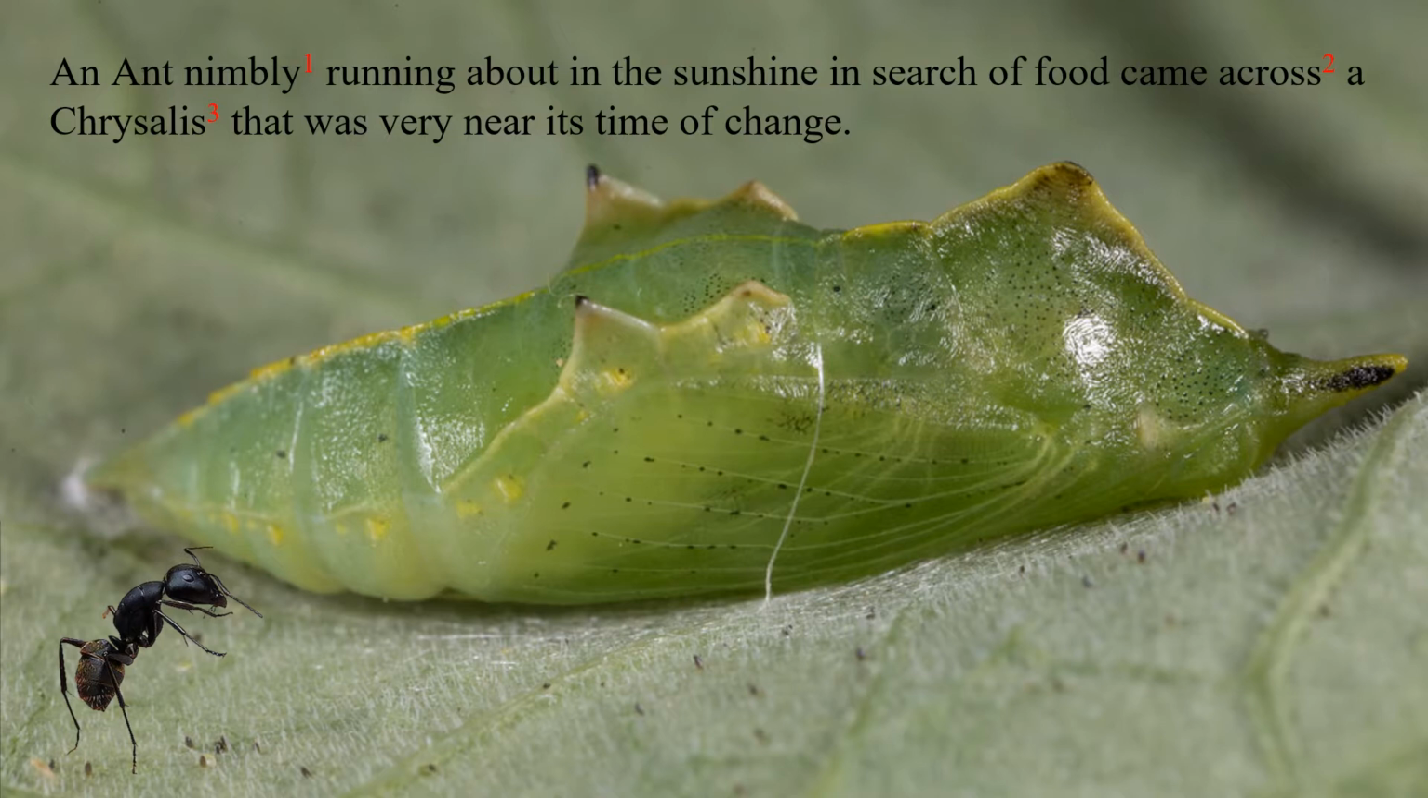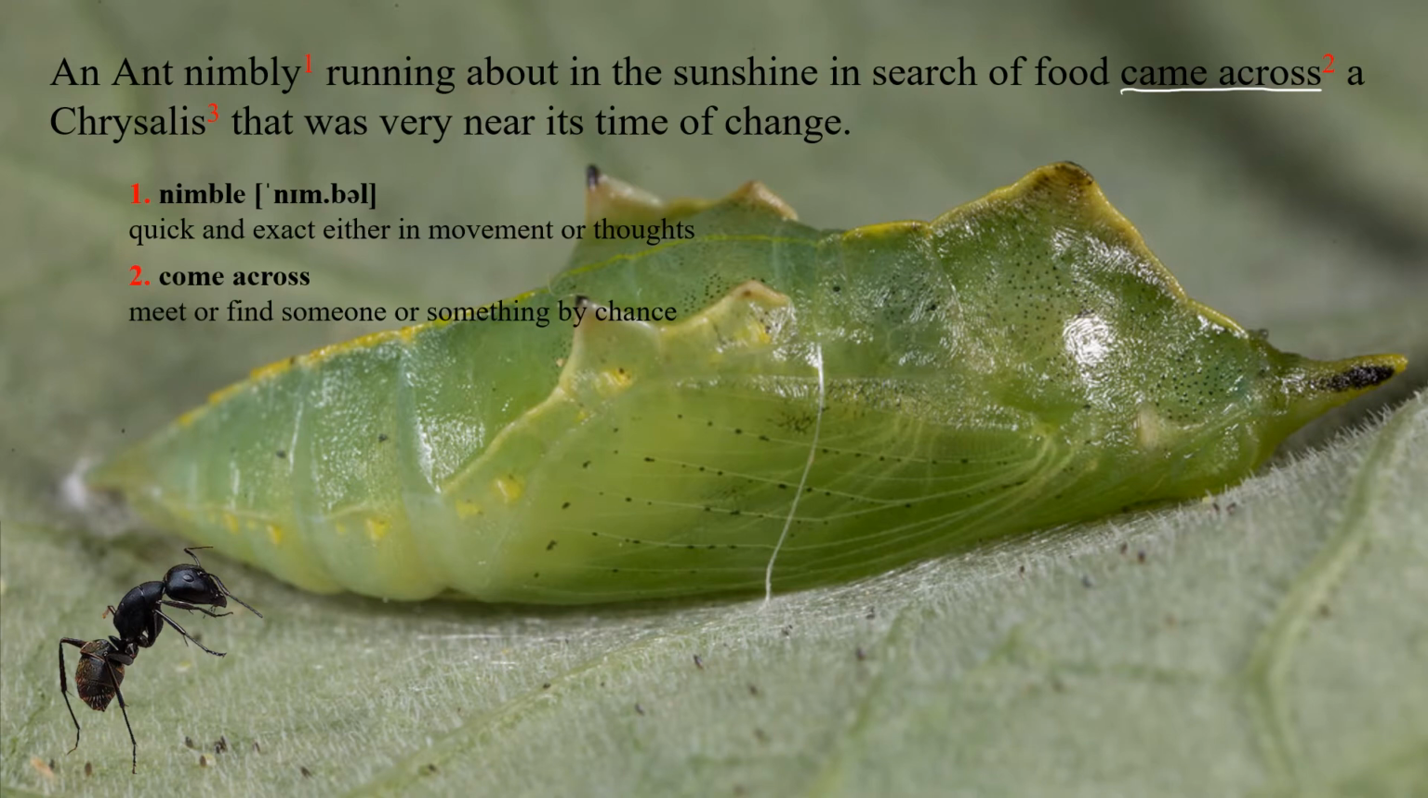An ant nimbly. Nimble means quick and exact, either in movement or thought. So here, nimbly means quickly running about in the sunshine in search of food. The ant was looking for food and came across. Came across is a phrasal verb which means meet or find someone or something by chance. So an ant, nimbly running about in the sunshine in search of food, came across a chrysalis.